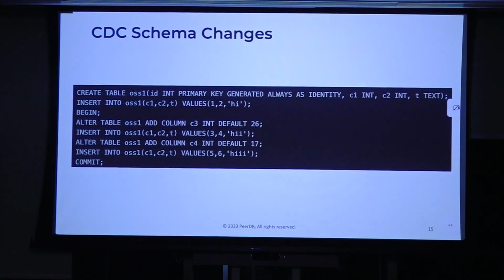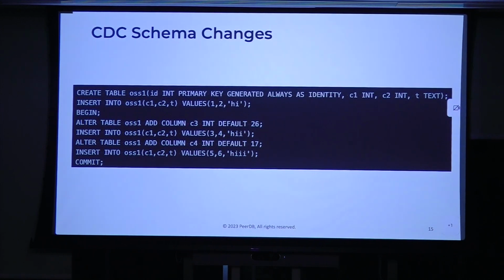It's very interesting. So look at this set of 8 commands over here. We create a table, then insert a row. Then we have a transaction where we add 2 columns and then add 2 rows between the 2 columns. If you're replicating this to BigQuery or Snowflake, by the time we read this insert, we need to have column C3 added to the destination, because the default value indicates that this row needs to have 26 in column C3. So by the time this is replicated in the final table on the destination, we need to have this column C3 set.